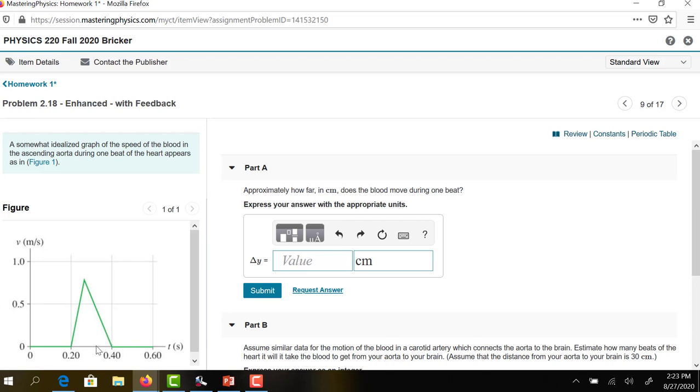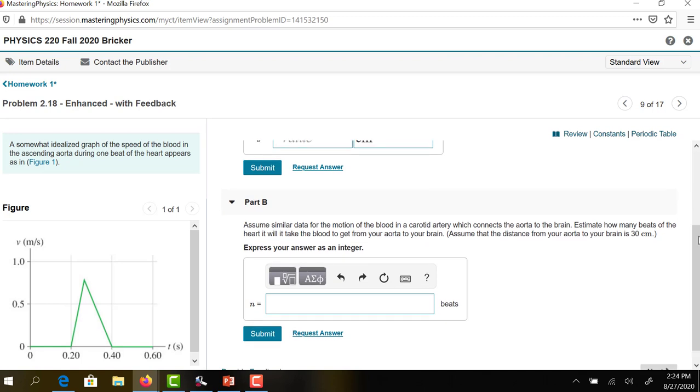So the area of a triangle, if you remember, is 1/2 the base. This is the base, 0.2 seconds, right? From 0.4 down to 0.2. So 1/2 this times the height. And it looks to be the height's about 7.5 meters per second. Now be careful, we want the answer in centimeters. So if you get the area under this curve, it'll be in meters. You'll have to convert it into centimeters. Okay, so area under the curve, 1/2 base times the height, and then convert it to centimeters.